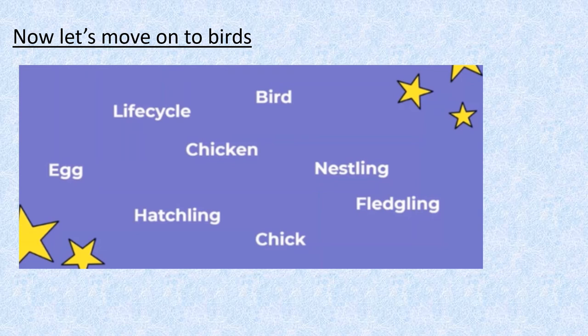Okay, we're going to have a look at birds next. So I'm going to say a word and you're going to say it back. So repeat after me. Life cycle. Bird. Chicken. Egg. Hatchling. Nestling. Fledgling. And chick. Now, obviously, on here, I've got a specific bird, which is a chicken, but we're going to use the chicken to look at all sorts of different birds.